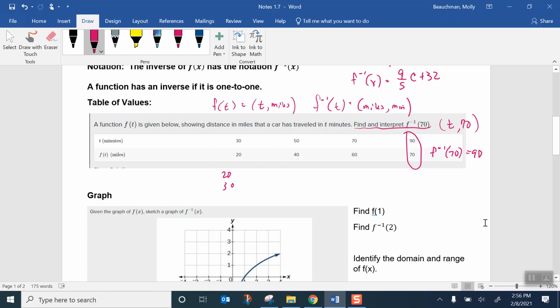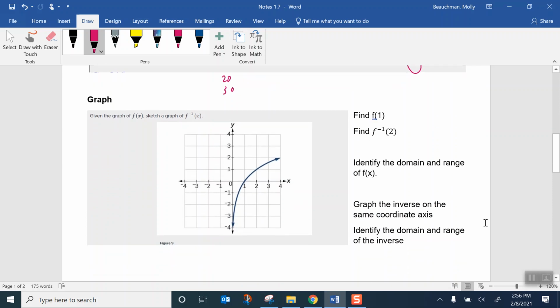When you're given a graph, the same idea. We're going to take a look at this particular graph and do 3 different things to it. We're going to find f of 1, which is just your regular function notation. That means when x is 1, what is the y coordinate? So when x is 1, the y coordinate is 0. So f of 1 is equal to 0.